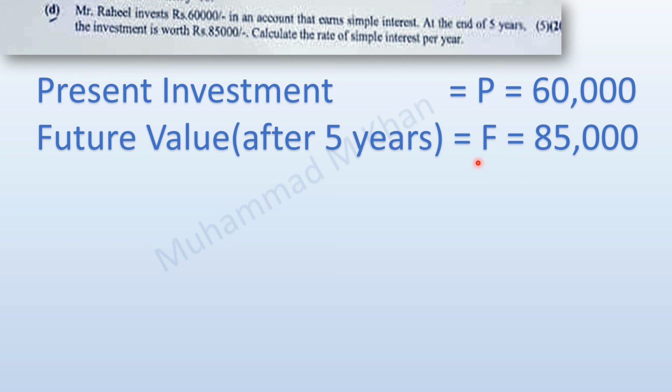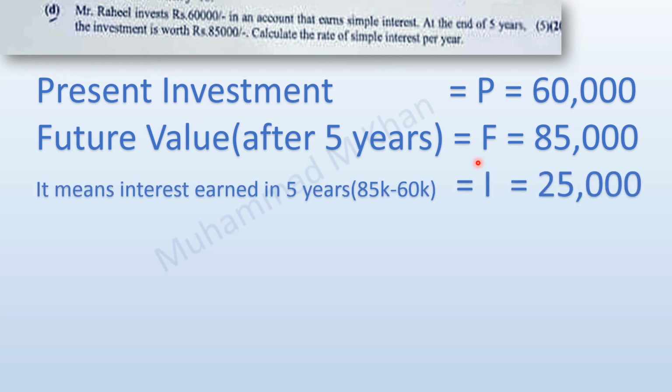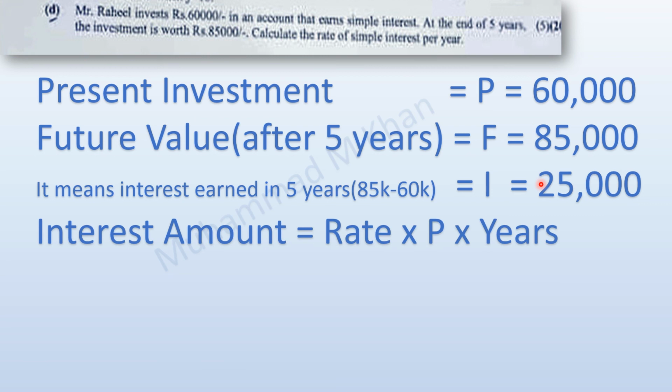It means that Mr. Raheel has earned the difference between 85,000 and 60,000 as the amount of interest in 5 years time, of course. So the difference of 85 and 60 is 25,000, which is the amount of interest earned by Mr. Raheel in 5 years time. We are required to calculate the rate of interest. So we have this interest calculation formula: interest amount is equal to rate multiplied by the principal amount originally invested.